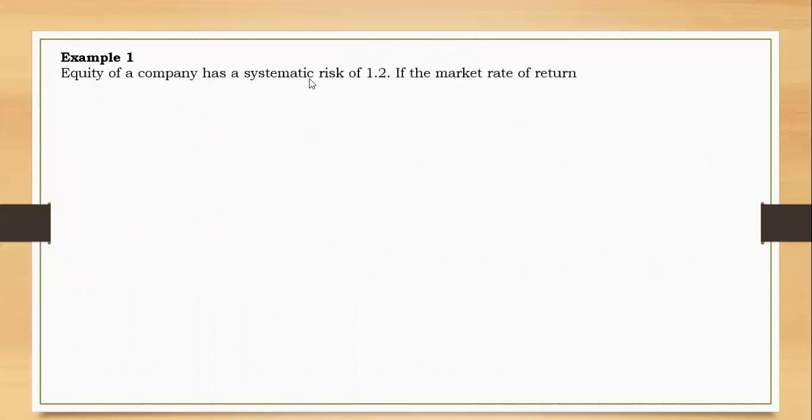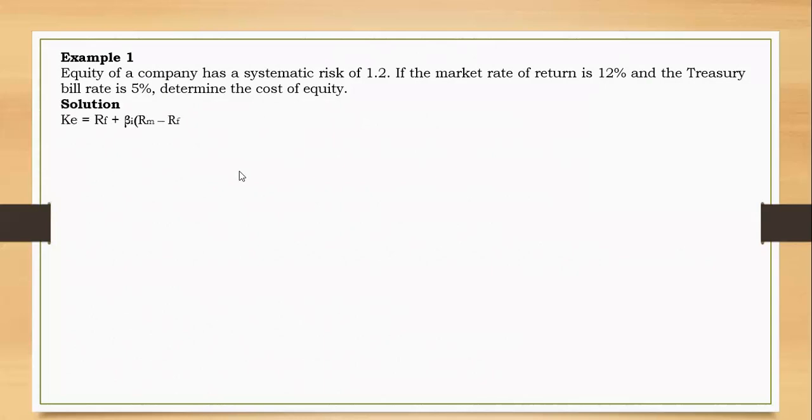We could just go to an example and see how the capital asset pricing model works out in determining the cost of equity. Now the question: equity of a company has a systematic risk of 1.2. So this is equity beta. And if the market rate of return is 12% and the treasury bill rate is 5%, determine the cost of equity.